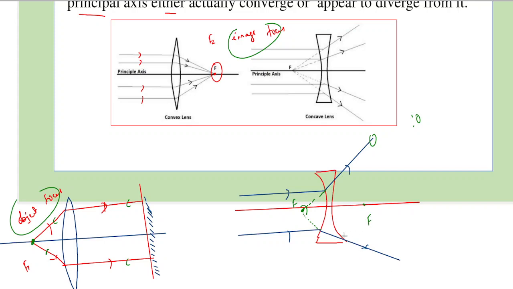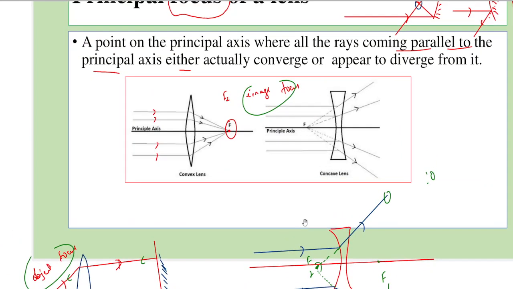Even this is a virtual point. This would be F2, this is F1. But by convention, whenever we talk about focus, it basically means only the image focus. It's only this point. So don't get confused here. Whenever I say focus, it's the image focus only. Therefore, the distance from the pole to the focus point is called the focal length F.